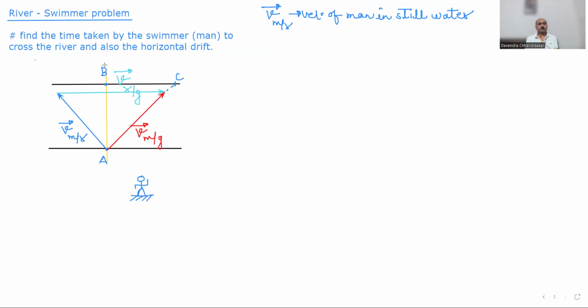This length BC is, sorry, not velocity. This is the horizontal drift. X is the horizontal drift, right? So you have to find X, and also given is the width of the river. So the width of the river D is given. So this is given to you. So AB is the same as the width of the river? Could it be anything else?